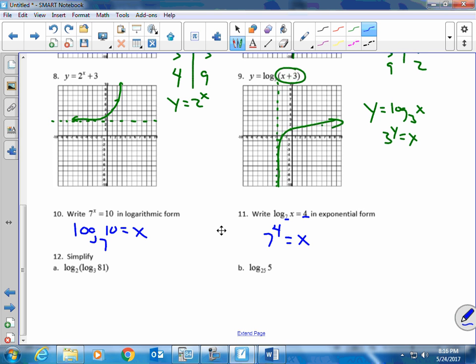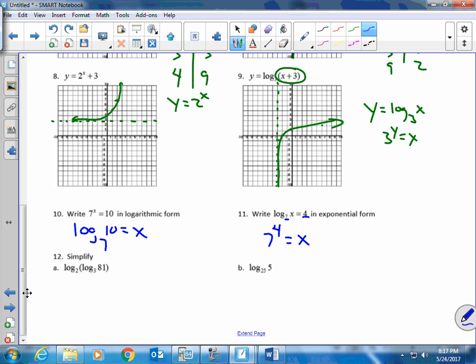Now, for most people, that's the hardest part. Question 10, going from exponent form to log, is harder than going from log to exponential. But when you're done and you have your log, just double check. 7 to the x equals 10. Perfect, we did it right. But if you talk through it like I did, the answer to my logarithm is my exponent. The base of the log is the base of the exponential. And there's only one spot left for the 10 to go.